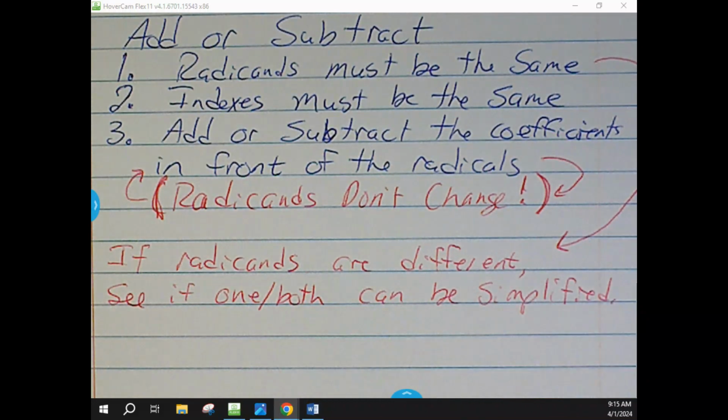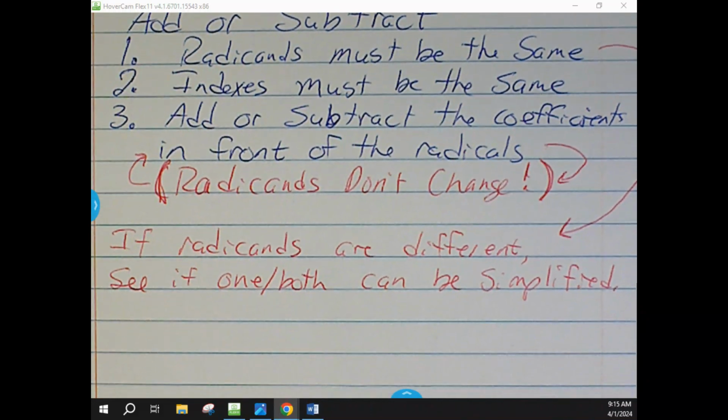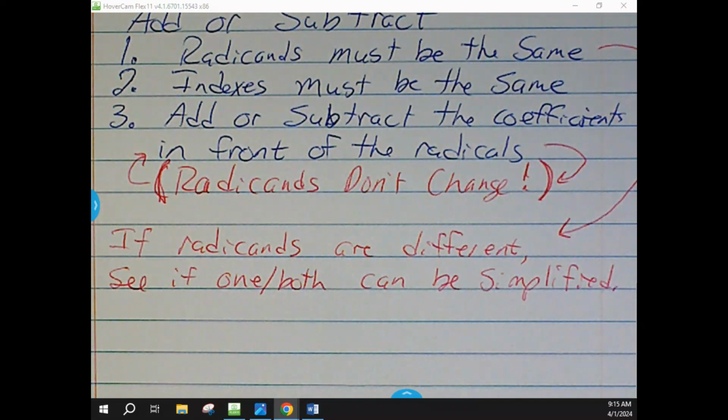Because a lot of times on these, the first couple of problems I'm going to give you, the radicands will be the same. It's going to be really easy. You got it, you go with it. So we're going to make sure we got that idea. After the first couple of problems, the radicands are going to be different, and people just go, oh, I can't do anything with it.